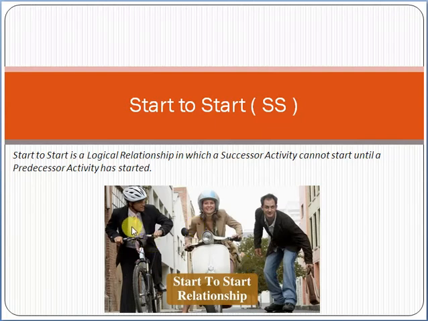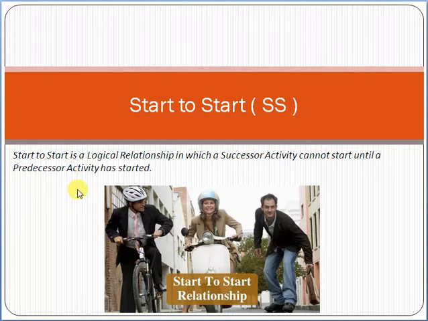Just keep this picture, this figure, in your mind: if we consider these as activity A, activity B, and activity C, all these three activities will start simultaneously, and the relationship between these three activities is start to start.